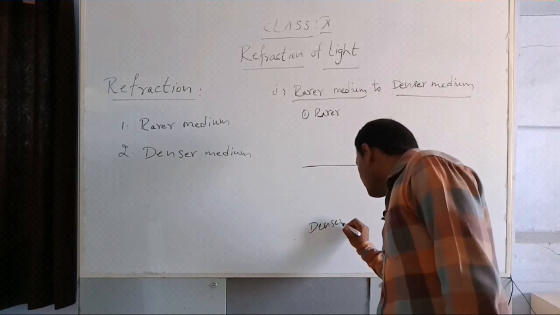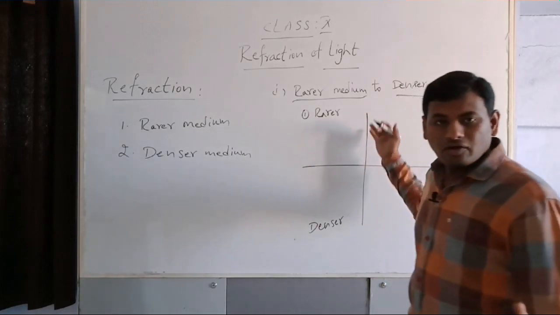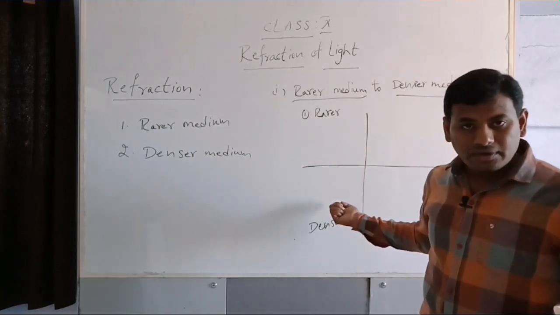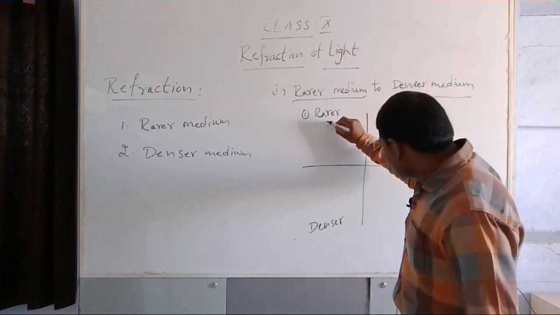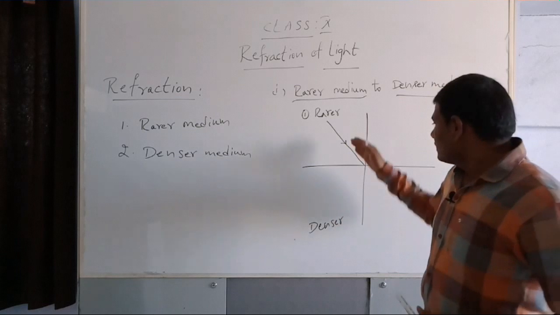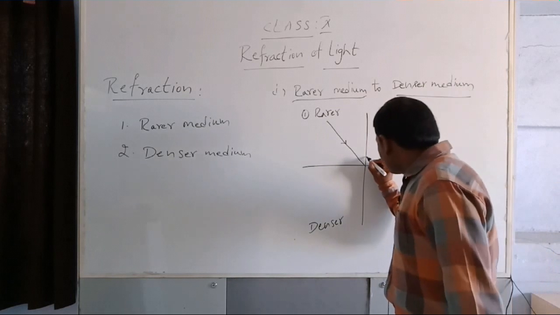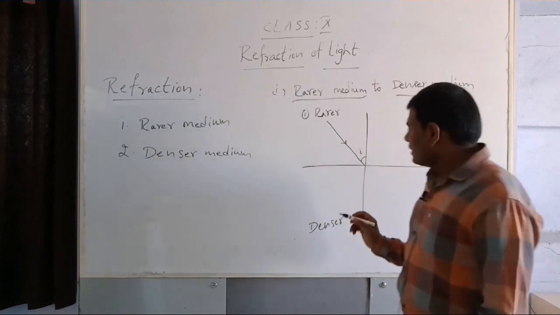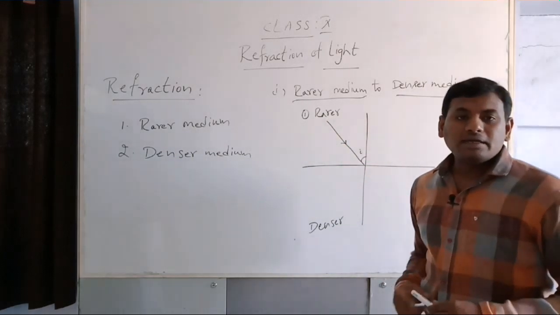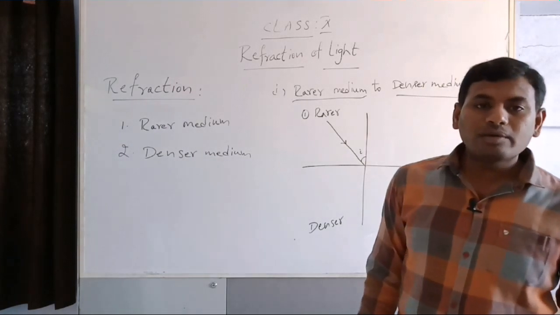So draw a perpendicular to this. This acts as a normal. Now if we consider that a light ray is coming from rarer medium to denser medium, let us consider this. A light ray is incident obliquely and it is meeting this interface line at one point, and let this be the angle of incidence. And when light is entering from rarer medium to denser medium, the path of light changes. Why does the path of light change? Because there will be change in speed of light when it is entering from one medium to another medium.